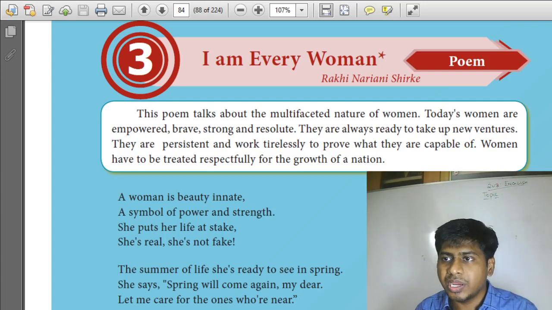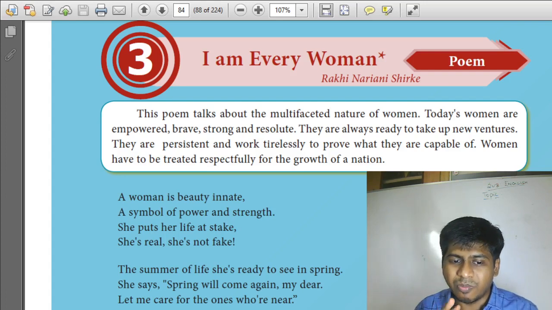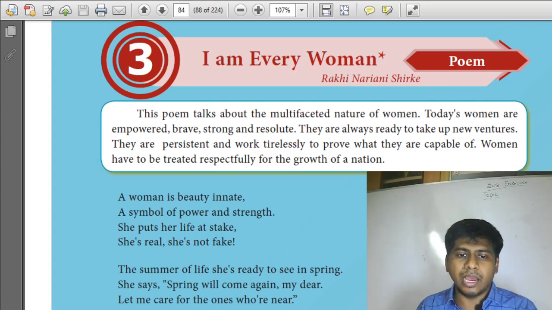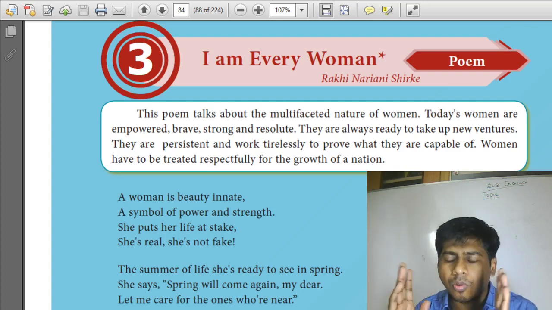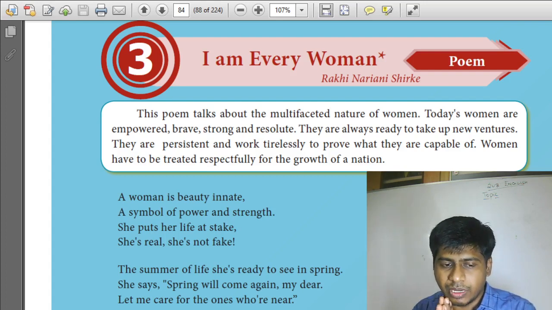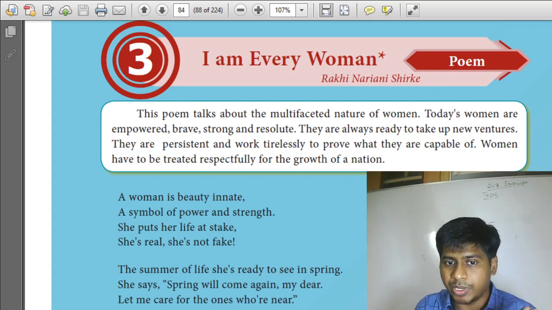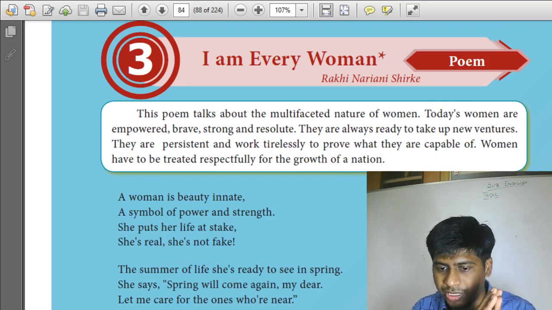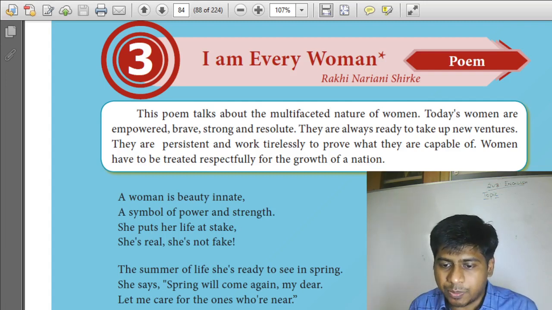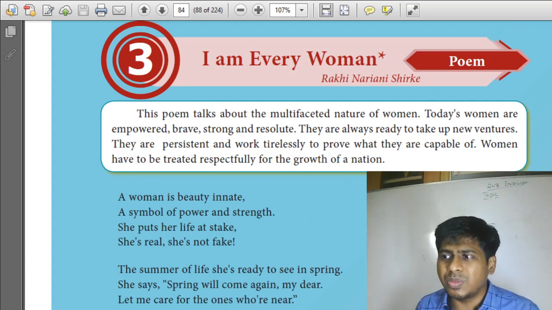And in the first stanza she is saying woman is a beauty innate. In this poem we are going to learn about the multifaceted woman, meaning having various personalities in her. Imagine a normal woman, she might be at work, maybe teaching, or she might be a lawyer or doctor or working in a bank, and the next moment she needs to change as a housewife, she needs to adapt as a mother, as a wife, sister, daughter, so many facets.